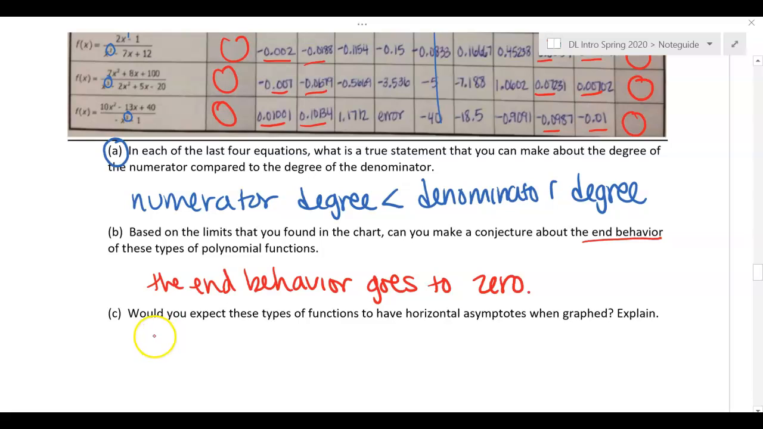So would I expect them to have a horizontal asymptote? Yes. And what I would expect is that it wouldn't just be horizontal anywhere. It would specifically come down and be almost hitting the x-axis because it's trying to even out right there at 0.